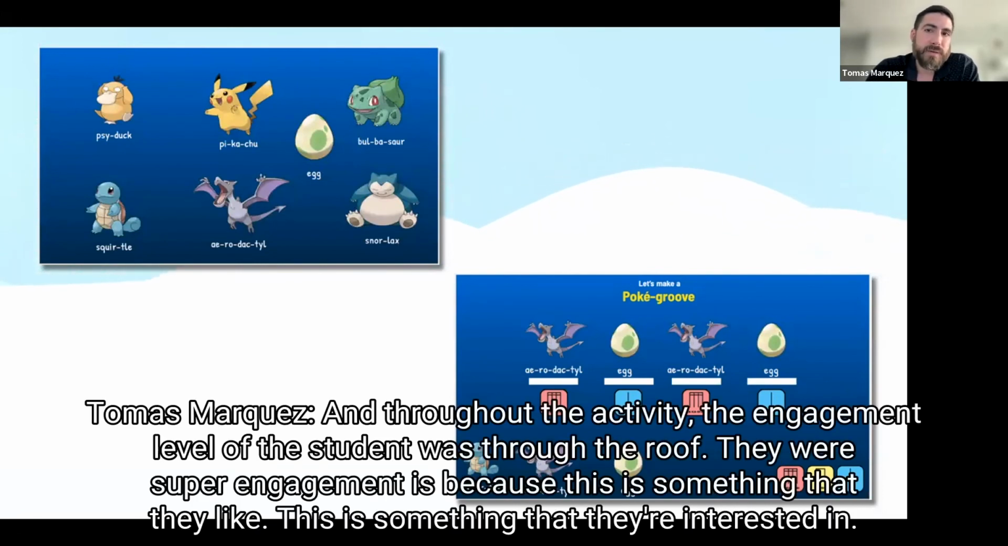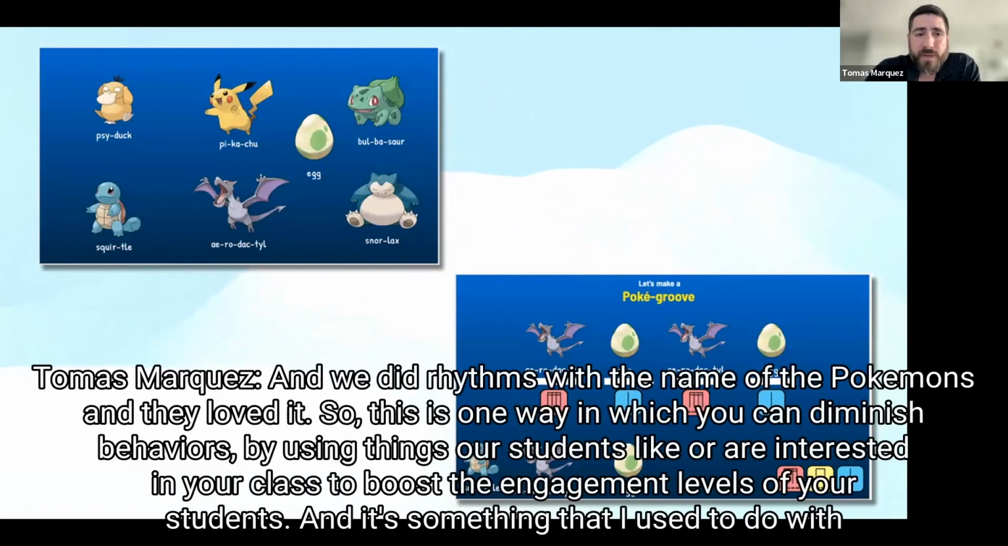And throughout the activity, the engagement level of the students was through the roof. They were super engaged in this because this is something that they like. This is something that they're interested in. And we did rhythms with the names of the Pokemons, and they loved it. So this is one way in which you can diminish behaviors by using things that our students like or are interested in in your class to boost the engagement levels of your students.